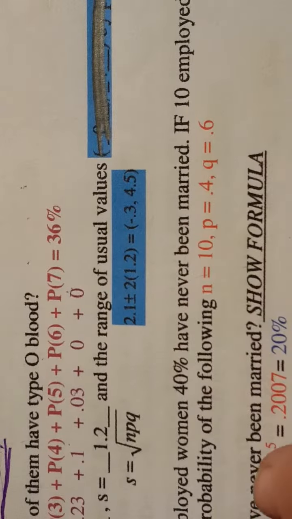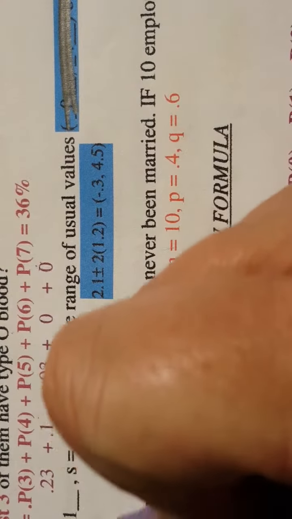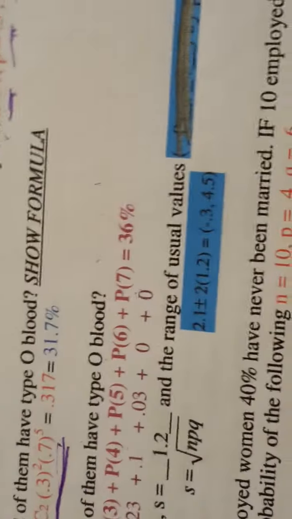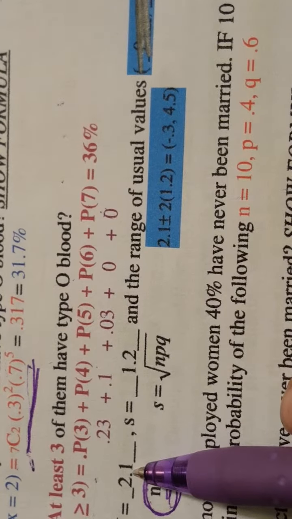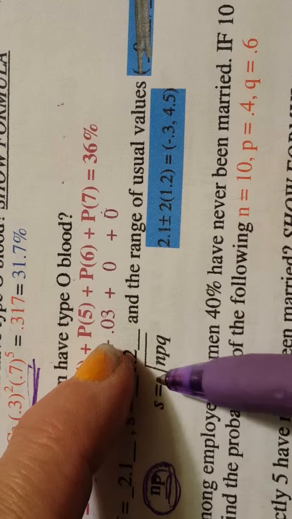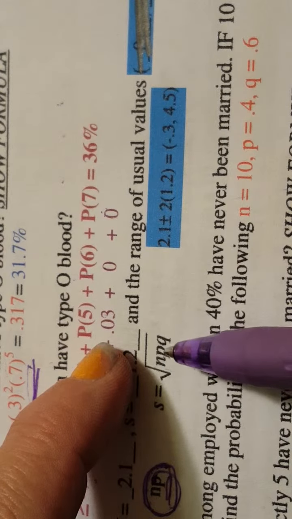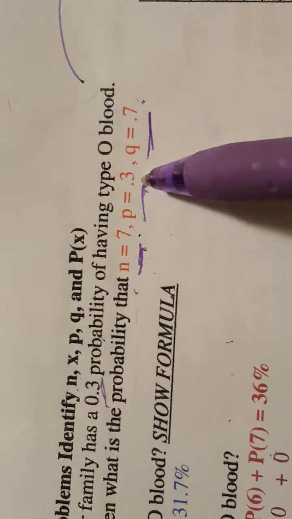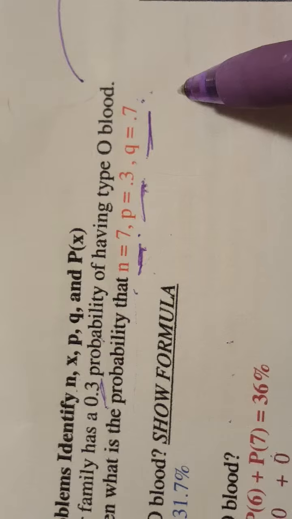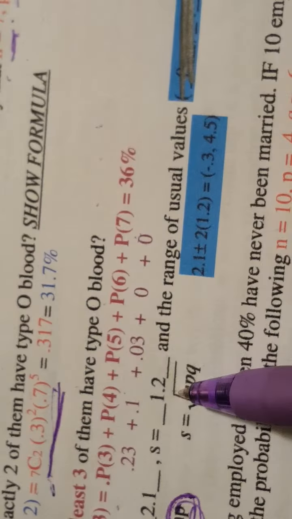Then it's asking us for the mean, and remember the mean is n times p. So here's n times p, and we get 2.1. The standard deviation is the square root of n times p times q. So if you take n times p times q, and then you take the square root of it, you'll get 1.2.